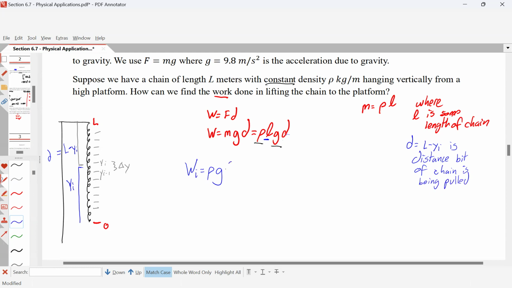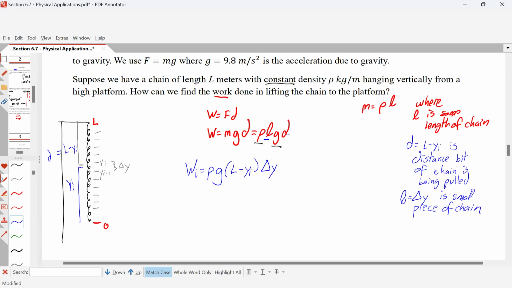So that goes in for our D, L minus yi. And then the length of rope, we're looking at a very small little piece of rope or a very small little piece of chain. So there are all our pieces defined.